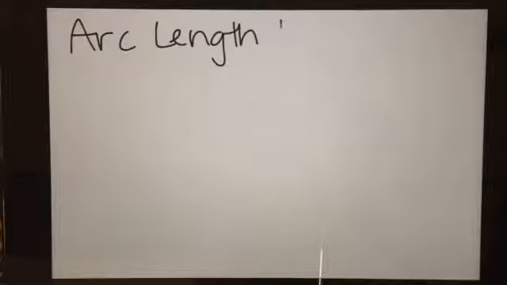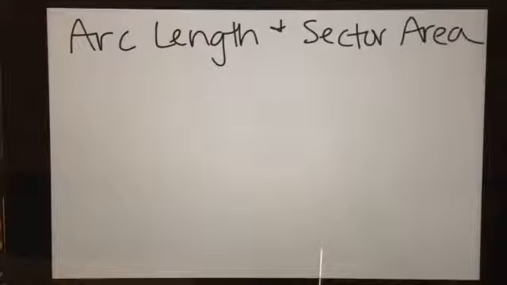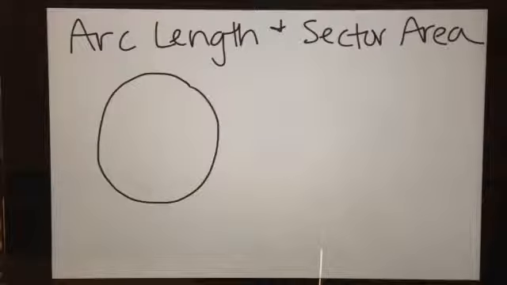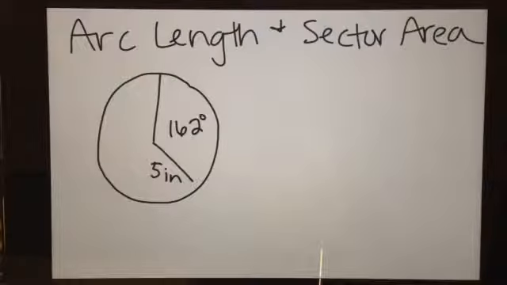All right, and last we're going to talk about arc length and sector area. So arc length is how long of an arc you're using. So let's go ahead and draw a circle to start. That would actually be helpful. So let's say this is the piece of the circle that we're looking at right here. Let's say that the radius is 5 inches. And let's say that this whole piece right here is 162 degrees.